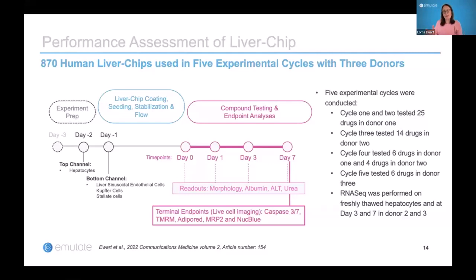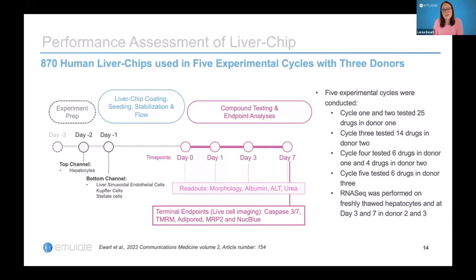The way our platform works is a unidirectional flow of media. That means the media containing the vehicle or the drug flows through the chip and is collected in a media reservoir on the outlet of the chip. This can be collected, and we collected the media on days 1, 3, and 7, and used it to measure albumin, ALT, and urea. Throughout, we also continued to look at the morphology of the cells using bright field microscopy.